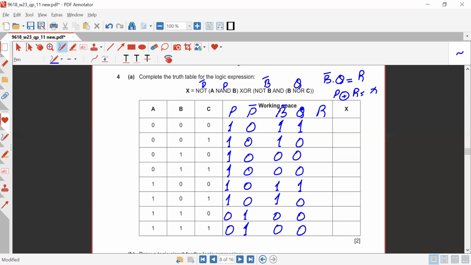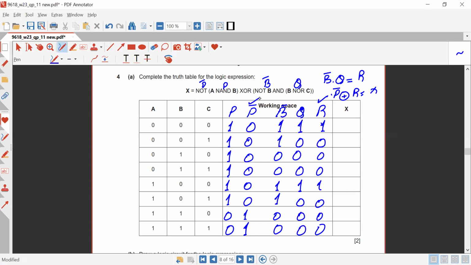Now R is basically the AND gate between B bar and Q. B bar and Q AND gate. So 1 1 is 1, then 0, then 0, then 0, 1, 0, 0, 0. Now we need to find out X. So X is the XOR gate between P bar and R. Sorry, my bad, R and P bar.